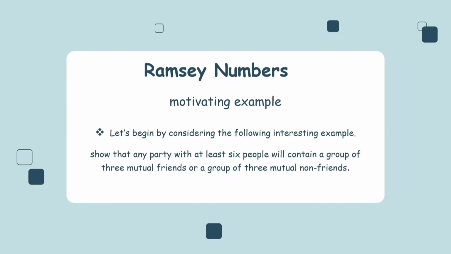Ramsey numbers. To understand Ramsey numbers, we will consider this example. The problem statement is: show that any party with at least 6 people will contain a group of 3 mutual friends or a group of 3 mutual non-friends.